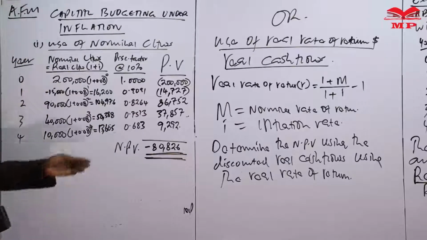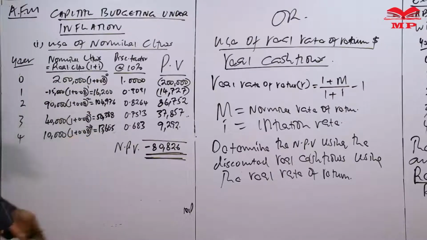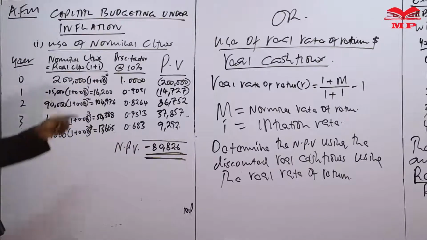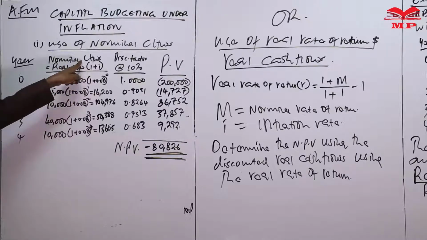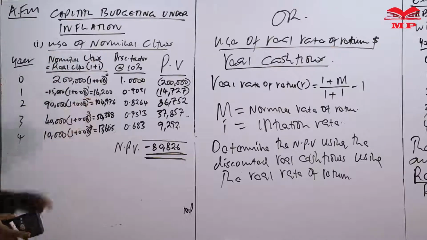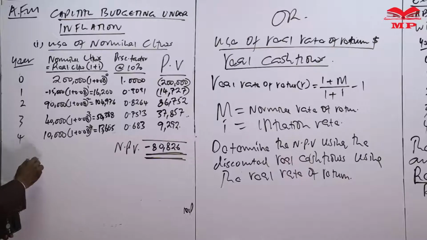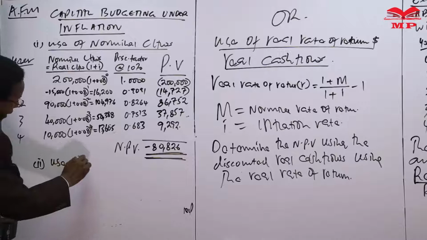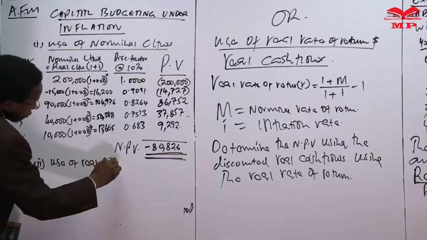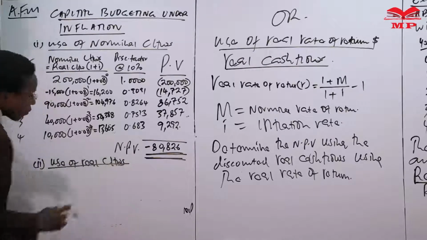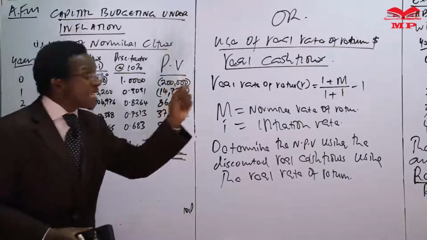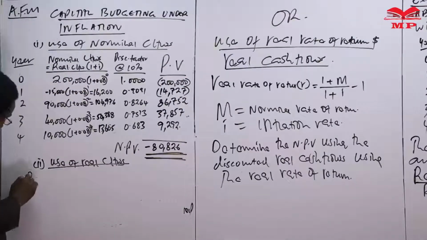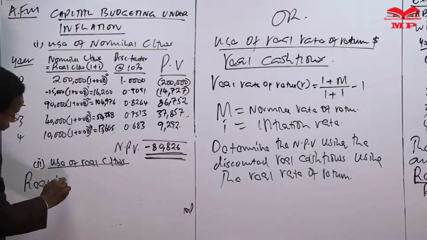We have simply taken the present value of the cash inflows minus the present value of the cash outflows. But the cash flows, we have used the nominal cash flows. Now this is the use of nominal cash flows. Let's also look at the other scenario: use of real cash flows. If you're going to use the real cash flows, then you must determine the real rate of return.